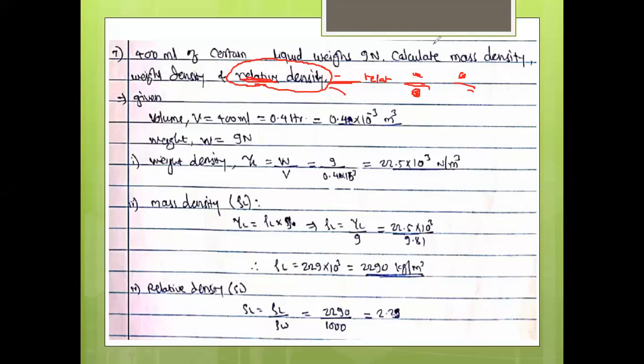This is the problem. Now here from the unit itself, you will come to know what this value is and what that value is. What is this 400 ml? Volume. Correct. So in the given, you can write 400 ml. And what is this 9 Newton? Weight. Correct, it is weight. It is 9 Newton. Now, how to solve this problem?